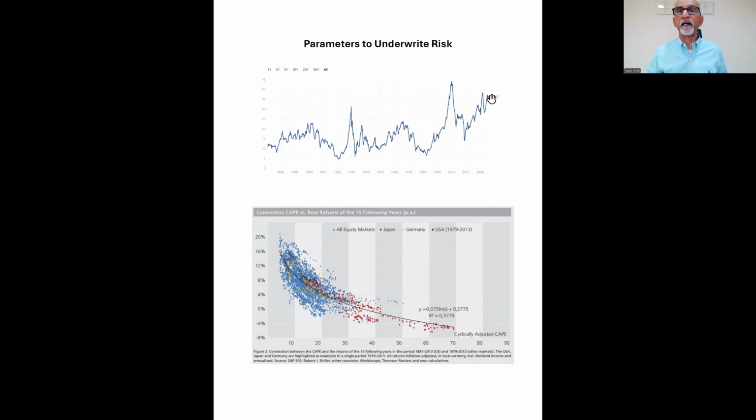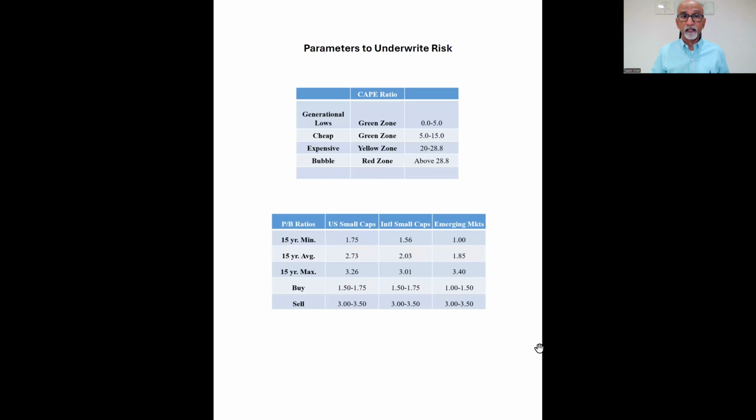So if somebody buys the market at this point, at 36.35, the expected return in the next 15 years is going to be very low. This is what the curve says, and it's a long history of data, so it's very reliable.